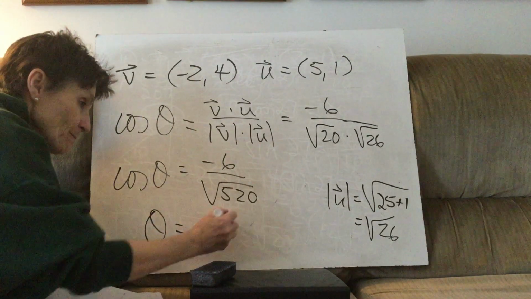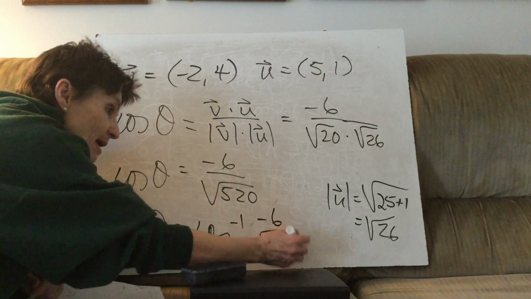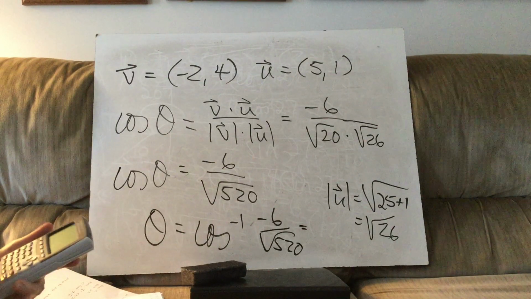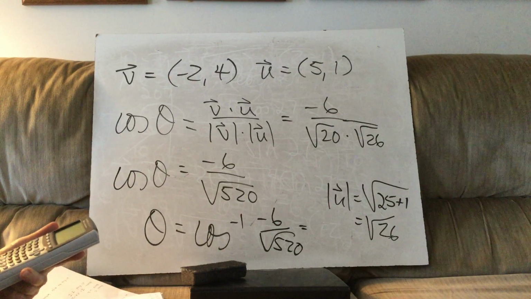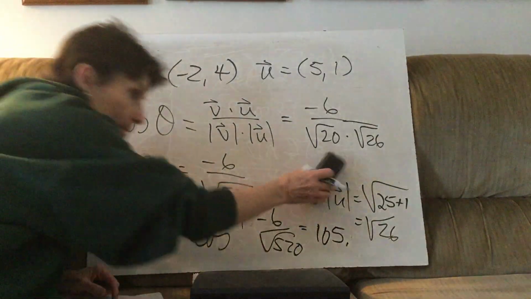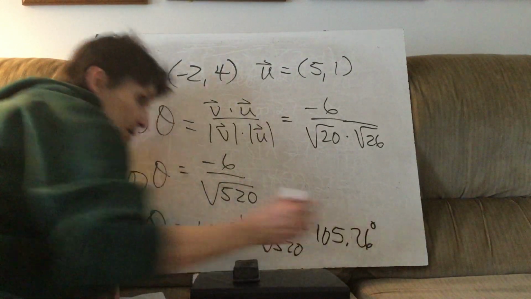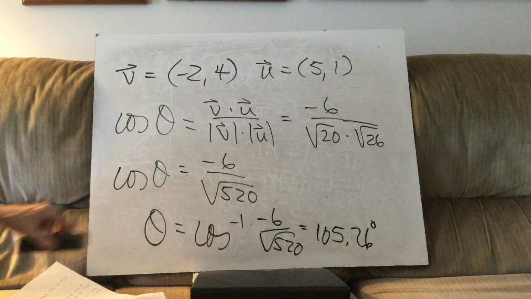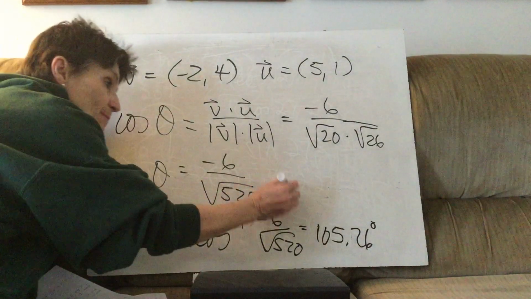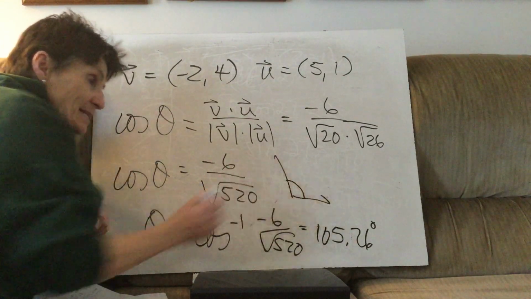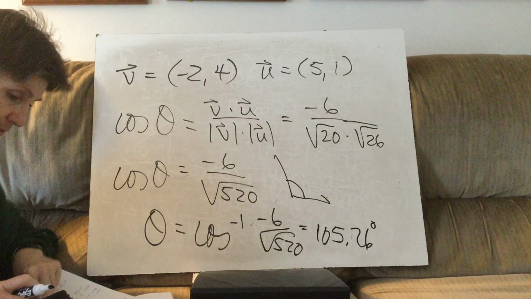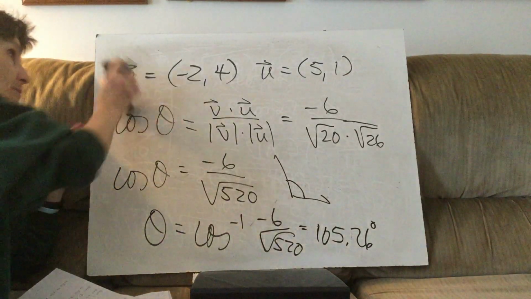So to get the answer, you're going to inverse cosine that fraction. So when we inverse cosine negative 6 divided by the square root of 520, we get 105.26 degrees. So the answer to the question is 105.26 degrees. That is the measure of the angle between these two vectors. These two vectors, if we drew them, look like something like this, and that's the angle that you just found, the angle between them.